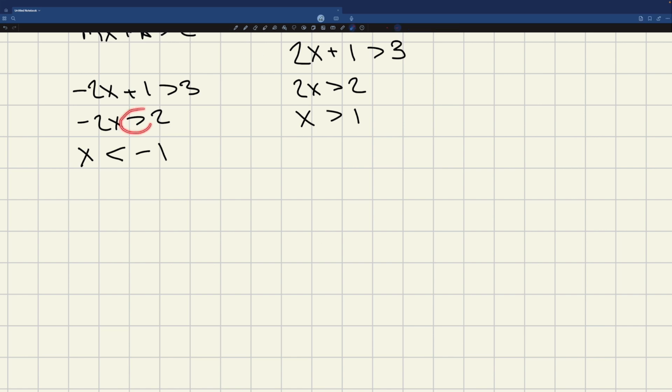So the larger turns into the smaller. And if it would be larger or equal to, it would turn into smaller or equal to. Yup. That's what happens when you divide by a negative number. When multiplying by a negative number, that does not happen.